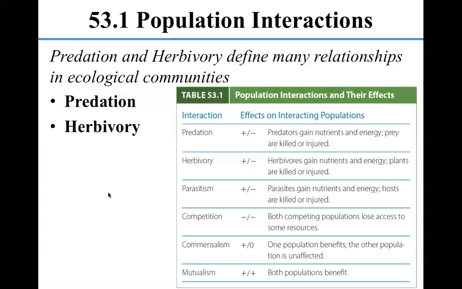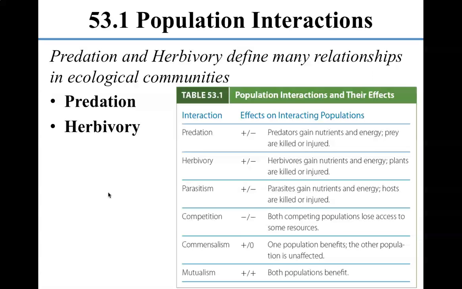Parasitism. Parasites get nutrients and energy, but the host that they're parasitizing is killed or injured. So it's a negative interaction. Predation, herbivory, and parasitism are all similar interactions because one player benefits and one player is harmed. Competition is when two individuals of the same species or two different species are competing for the same resources. So competition is an interaction where both players have a negative impact.